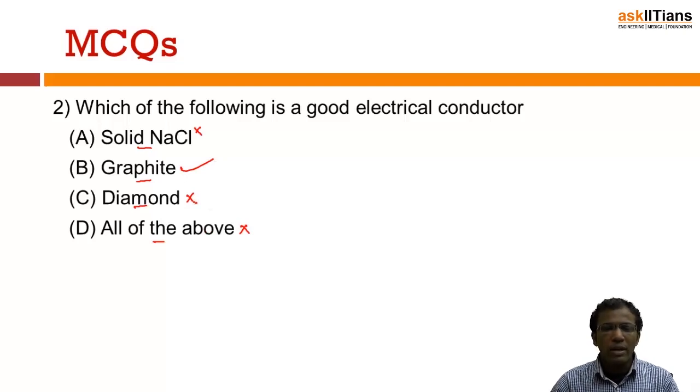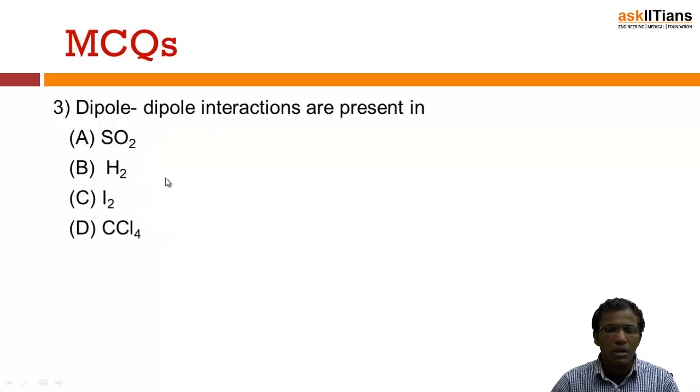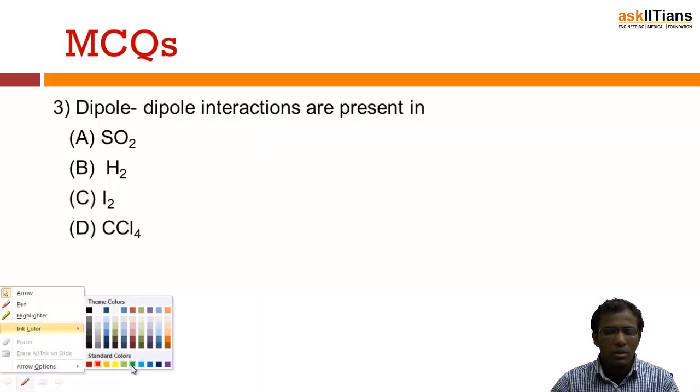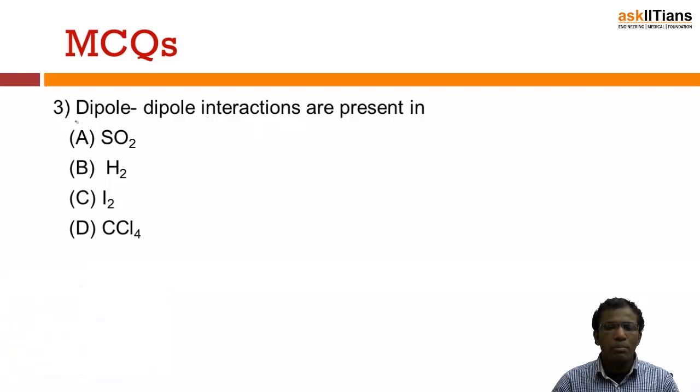So moving to the last question. The dipole-dipole interactions are present in. So dipole-dipole means permanent dipole. So SO2, which has a dipole moment, may be the answer. So let's also check the other options.